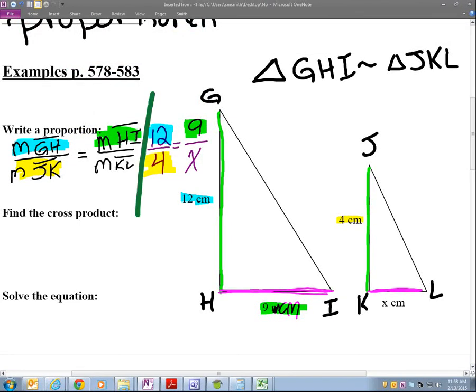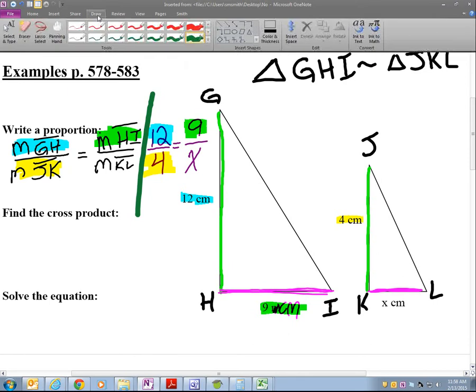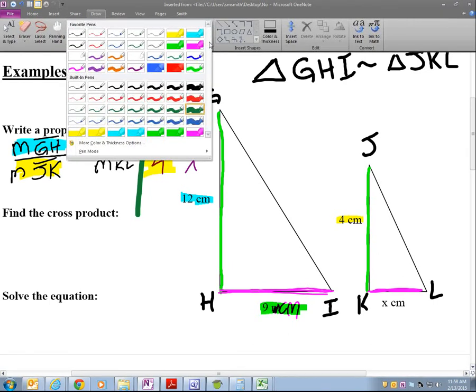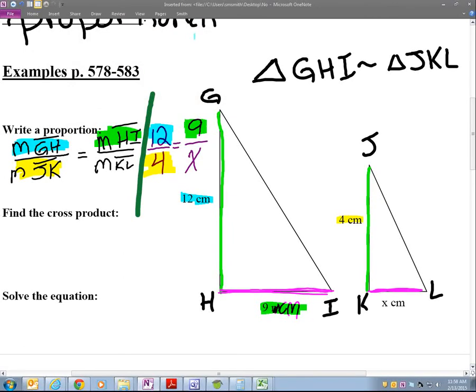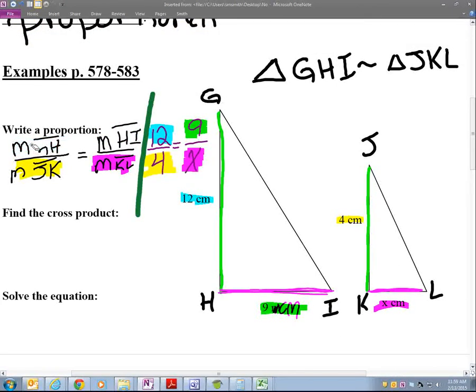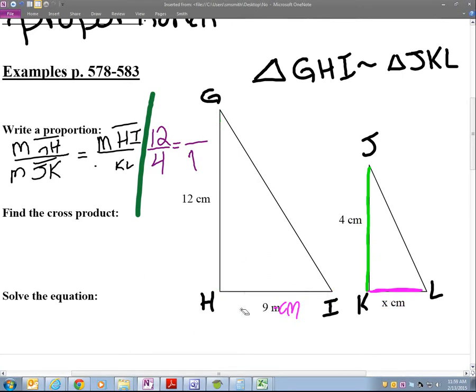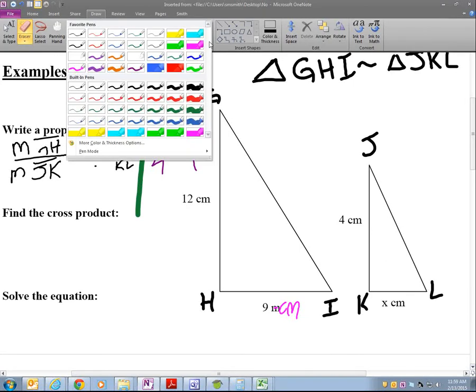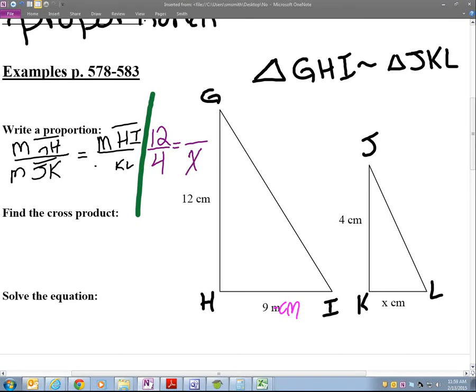I'm going to do a line right there so you can see that. And then finally, what color haven't I used? Magenta. The measure of X is the measure of KL because we don't know that. That is the unknown. No, because you're jumping way ahead of me. What color was I using? Magenta. So we have, that's X, and this one was 9.